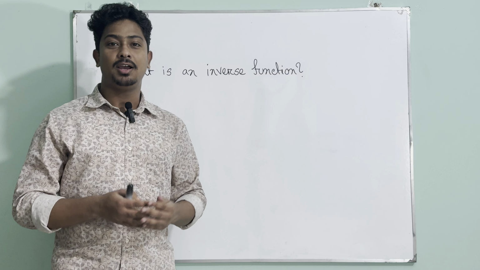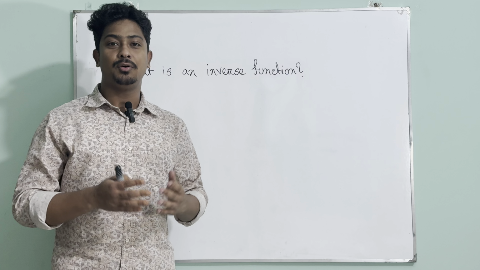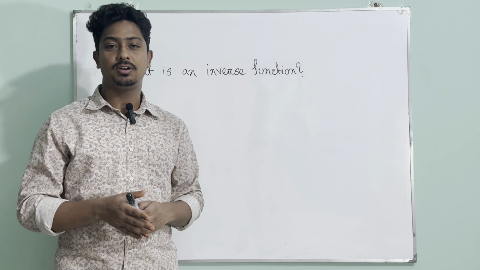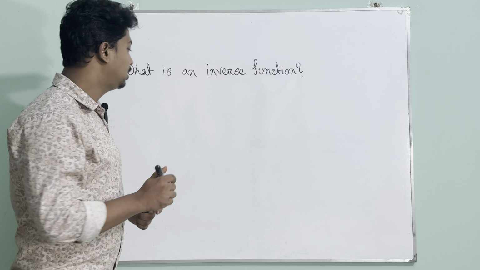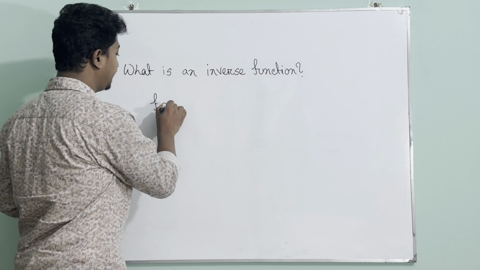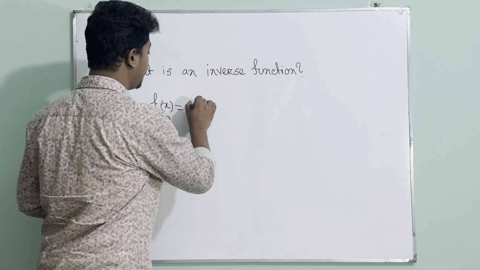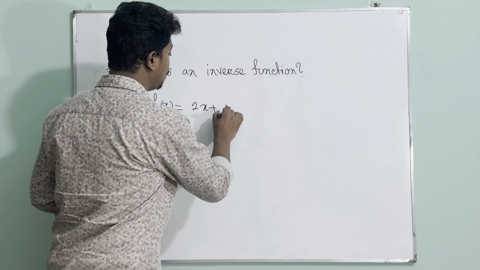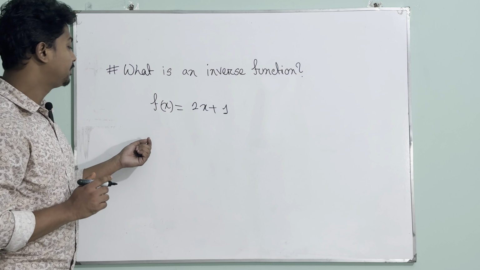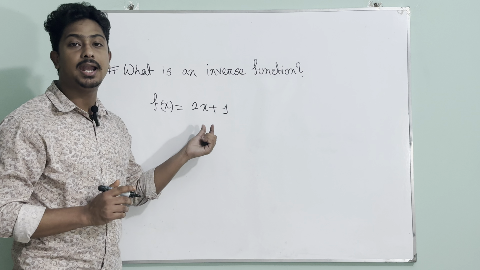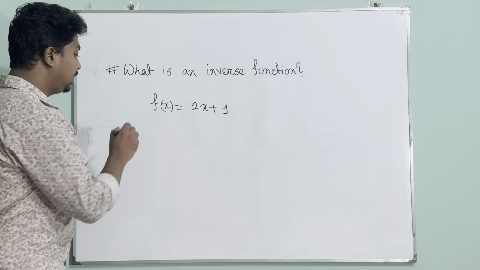Let's first talk about what an inverse function is. An inverse function is basically one which does the opposite operation of the main function. For example, we have a function f(x) equals, let's say, 2x plus 1. What this function is basically doing is multiplying the variable by 2, then adding 1 to it. Now if we want to find the inverse function of this one, it's going to do the opposite operation.